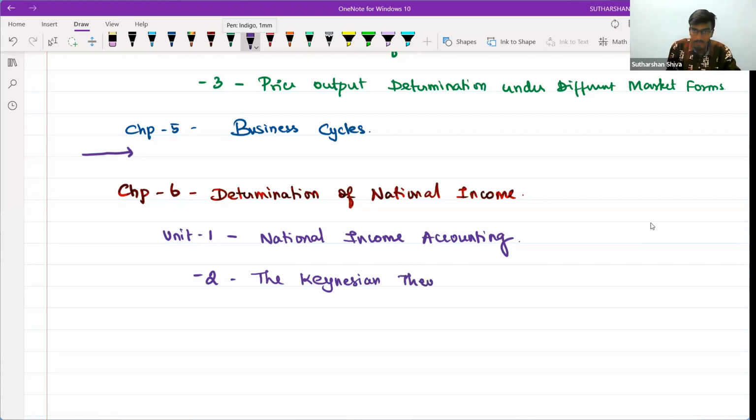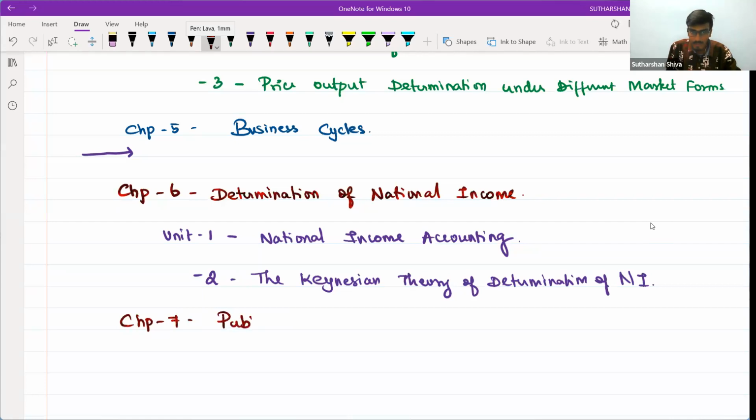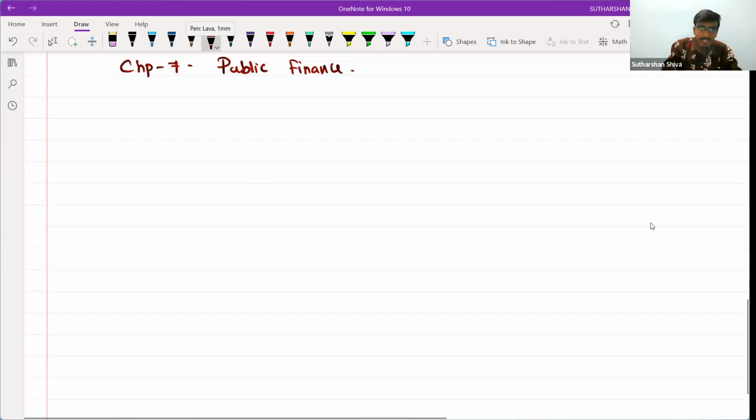Keynesian theory of what? Determination of national income. That's about unit 2. And then in chapter number 7, we are having a chapter called public finance. In this, you are having 4 units.